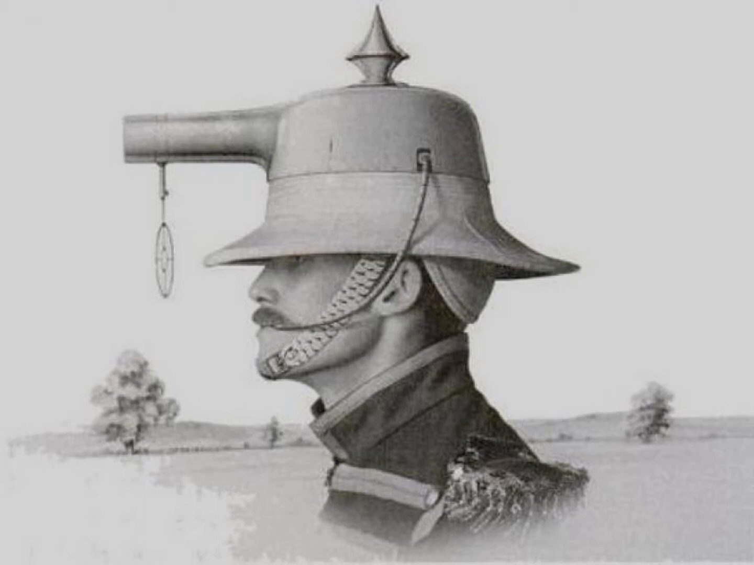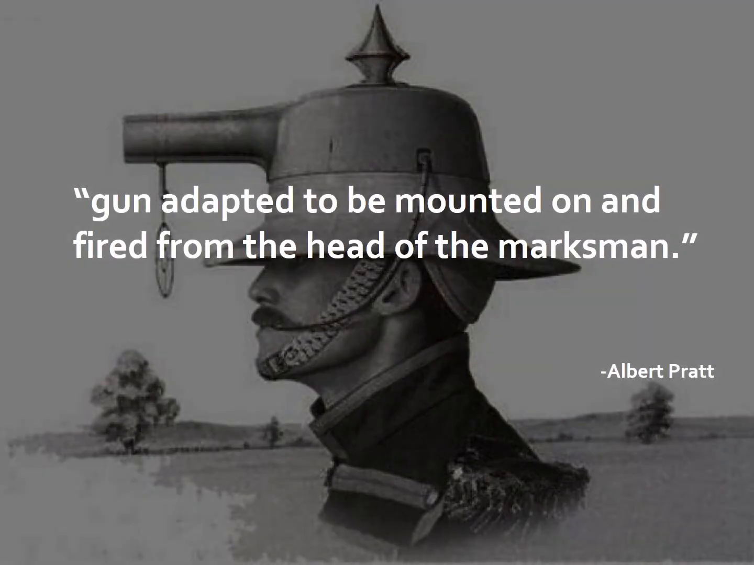Now this is the helmet gun. Patent number 1,183,492, proposed by Albert Bacon Pratt. Curiously enough, not that successful. This was a gun adapted to be mounted on and fired from the head of the marksman. And in fact, there was a tube you can see in this diagram that the marksman had in his mouth, and by blowing on that tube would fire the gun. I know you're thinking it's amazing, this never caught on.